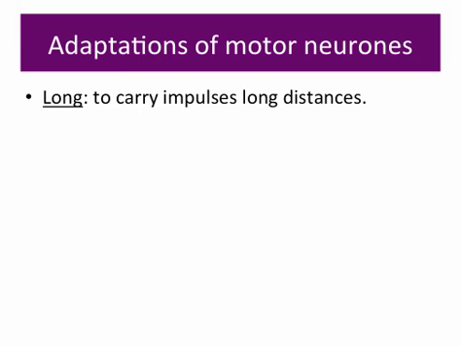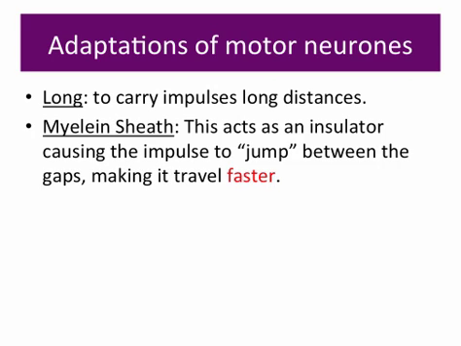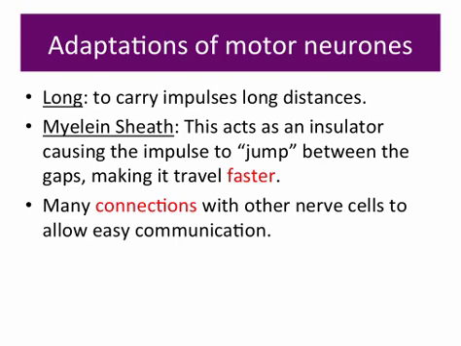Adaptations in the motor neuron. First of all, obviously it's long to carry impulses long distances. These are the longest cell in your body, can be up to 1 meter long. The myelin sheath. This acts as an insulator, causing the impulse to jump between the gaps, making it travel faster. And finally, they have many connections with other nerve cells to allow easy communication.